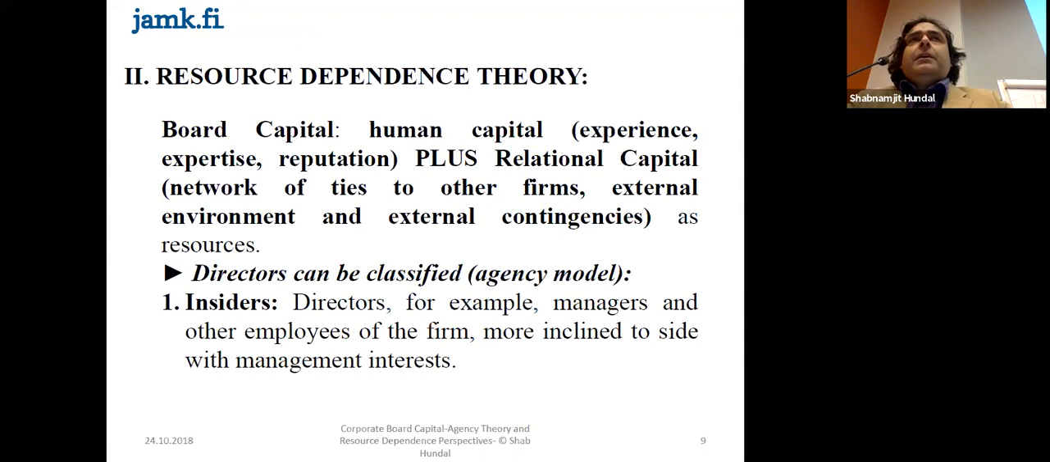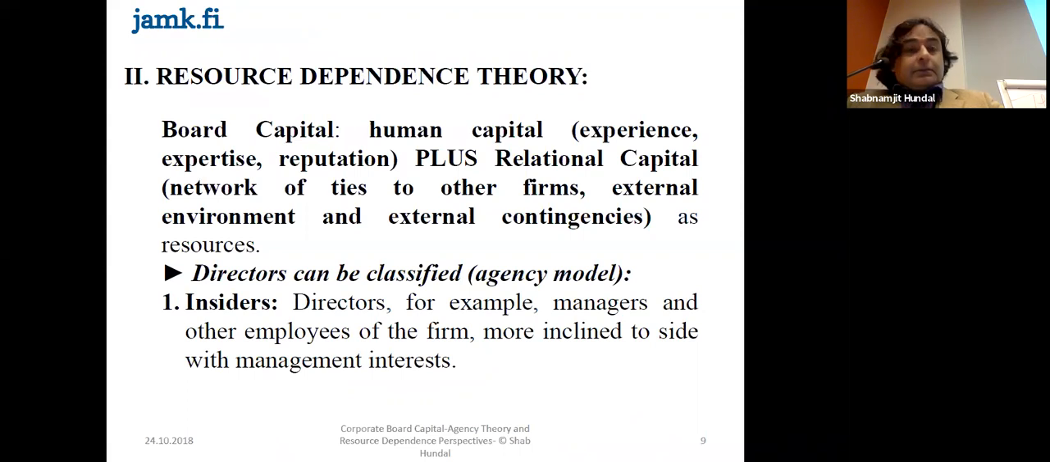Remember that for everybody in today's world, the quality connections are very, very important. Networking is very, very important. This is about how well networked your board of directors are. And when we add these two components, it becomes what I call relational capital.